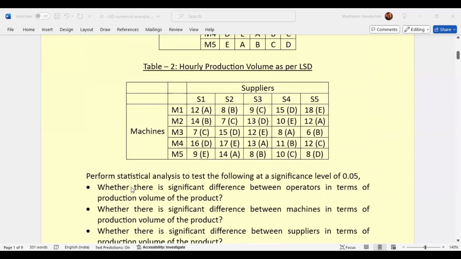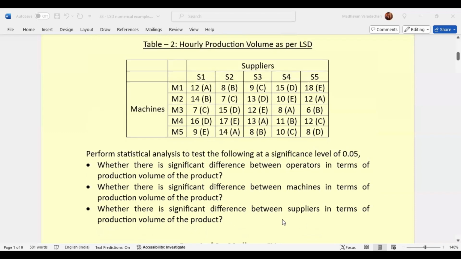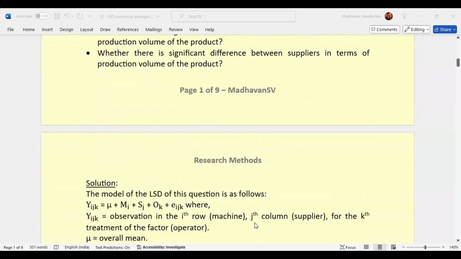So we need to perform statistical analysis to test the following at a significance level of 0.05. First, whether there is a significant difference between operators in terms of production volume of the product. Second, whether there is a significant difference between machines in terms of production volume of the product. Third, whether there is a significant difference between suppliers in terms of production volume of the product.